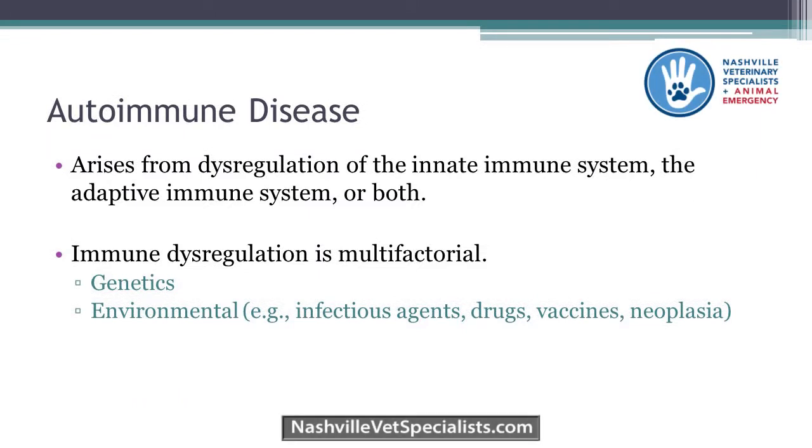We're going to do a quick, hopefully pretty painless review of the immune system and autoimmunity. So it arises from dysregulation of the innate immune system, the adaptive immune system, or sometimes both. And I think the important thing to remember is that it is multifactorial. So there's more than one factor going into what's going wrong in the body, and that's why they're so hard to treat. If it was just one aspect of the immune system or just one part of inflammation, we wouldn't have so much trouble with these diseases.